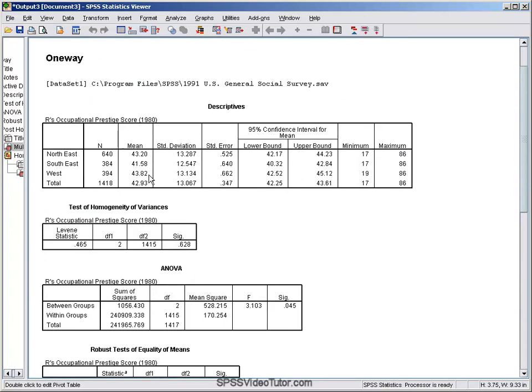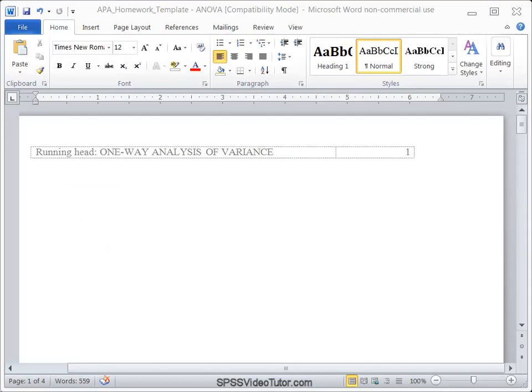Okay? So if we go back up to the top, the mean occupational prestige score for the West is 43.82, and for the East, it's 41.58. Therefore, based on the results of the ANOVA, the West has significantly higher occupational prestige scores than the East. Okay, so after you have interpreted your results, the final step is to report the results in APA format.